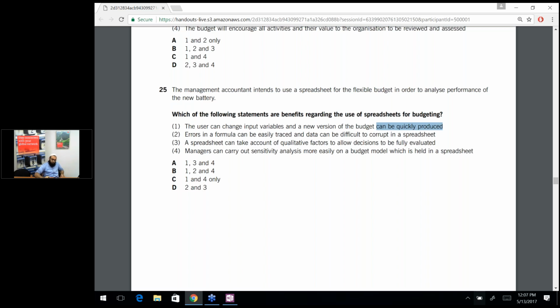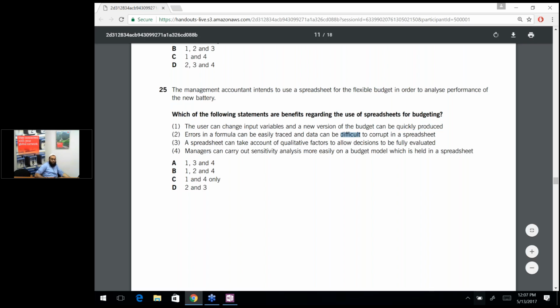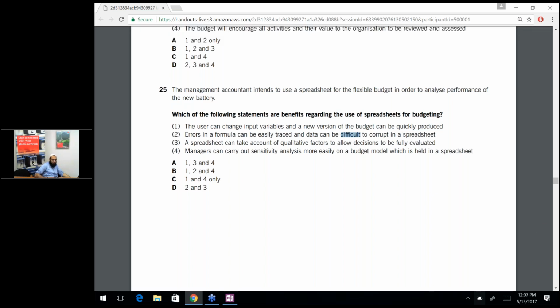What about statement 2? Errors in the formula can easily be traced and data can be difficult to corrupt in a spreadsheet. So this is not a benefit, because once you have made an error in the formula, it might get difficult to trace. It might get difficult to trace because normally we rely too much on computers or spreadsheets. And data is easily corrupted in a spreadsheet. So this is actually the disadvantage, not the advantage.